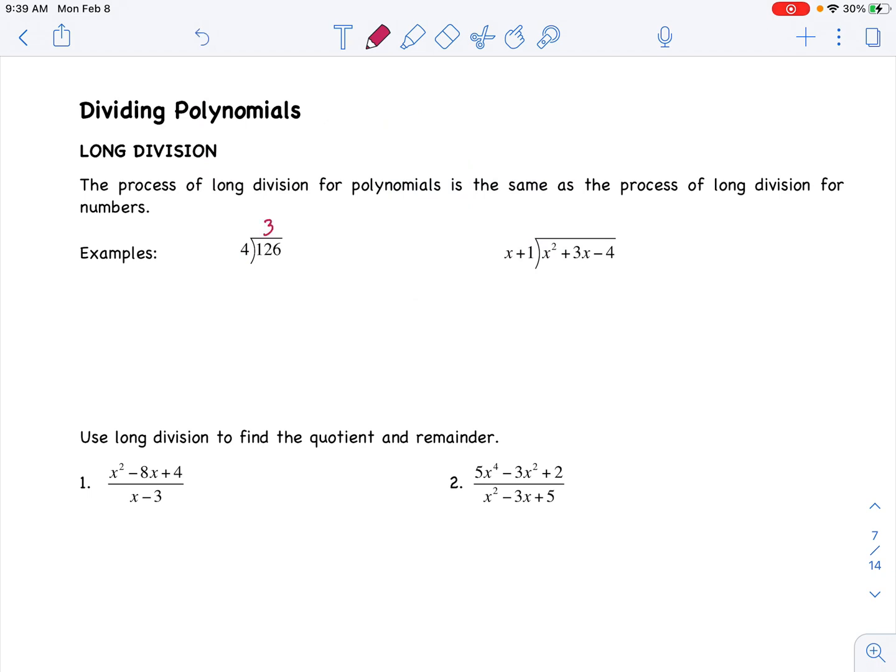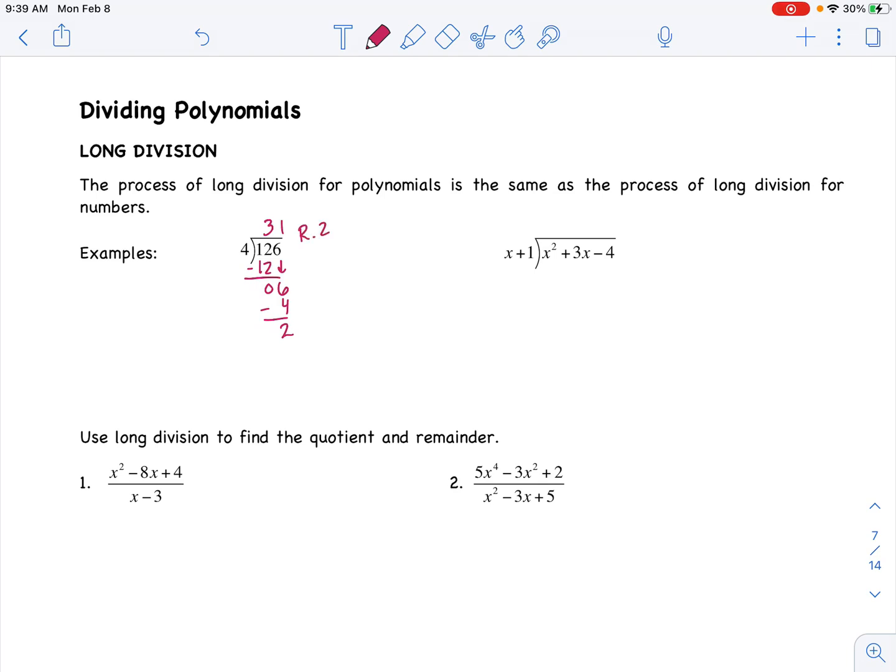4, and then you multiply. 4 times 3 is 12, and then you subtract, you get 0, bring down the next number. Does 4 go into 6? Yes, once. Multiply, subtract, remainder of 2. We can talk remainders. We can also put that as a fraction, 2 over 4. You can keep going and put decimals. For now, we're just going to say it's a remainder of 2.